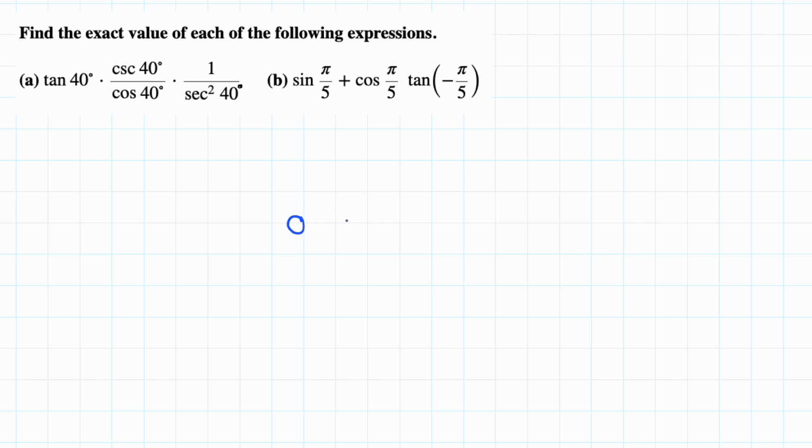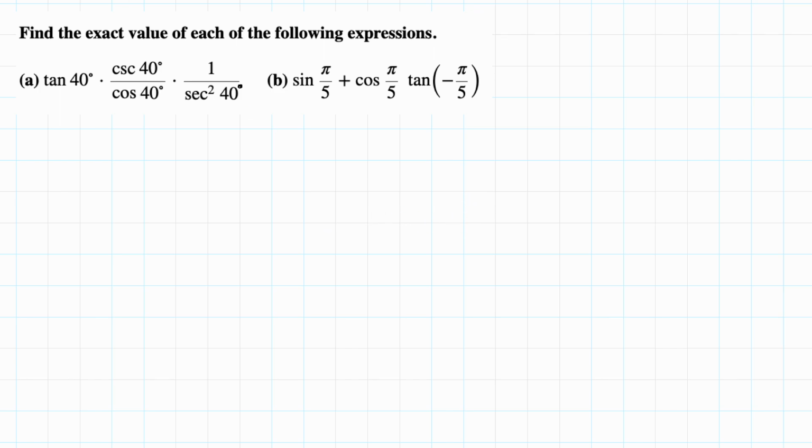We know that 0 degrees, 30 degrees, 45 degrees or pi over 4, 60 degrees, 90 degrees, and their corresponding angles in other quadrants are standard angles, but 40 is not here. In fact, pi over 5 in part B is not there either. So we will use identities to simplify these.